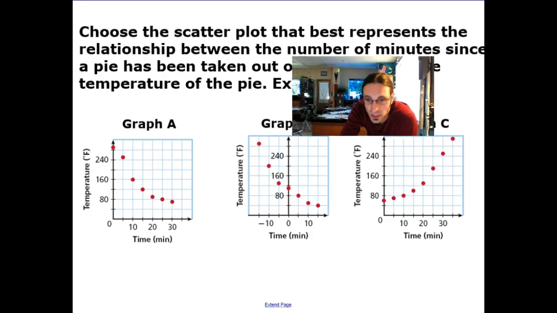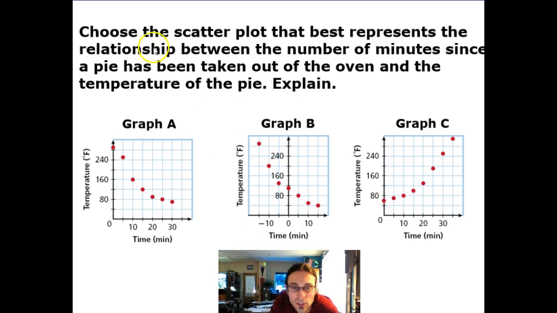Now, let's play another game. This game says choose the scatter plot that best represents the relationship between the number of minutes since a pie has been taken out of the oven and the temperature of the pie. Go ahead, try it. All right, if you selected graph A, you were spot on, because the temperature coming out of the oven might be 250, 325 degrees, but then it cools and cools and cools, and it cools only to the point of the temperature of the room. It doesn't go below room temperature.